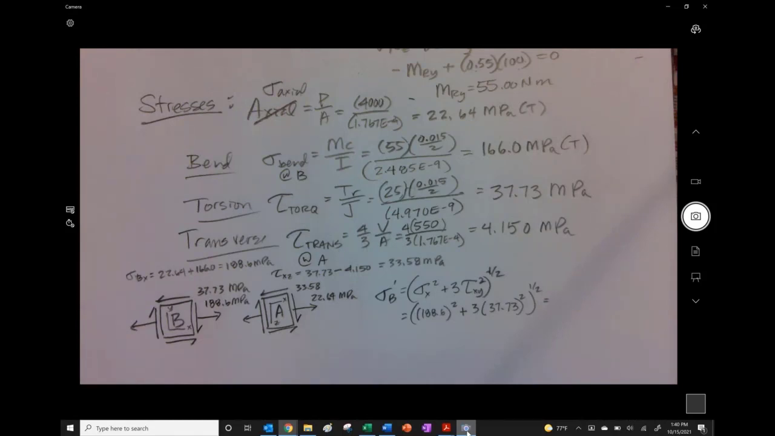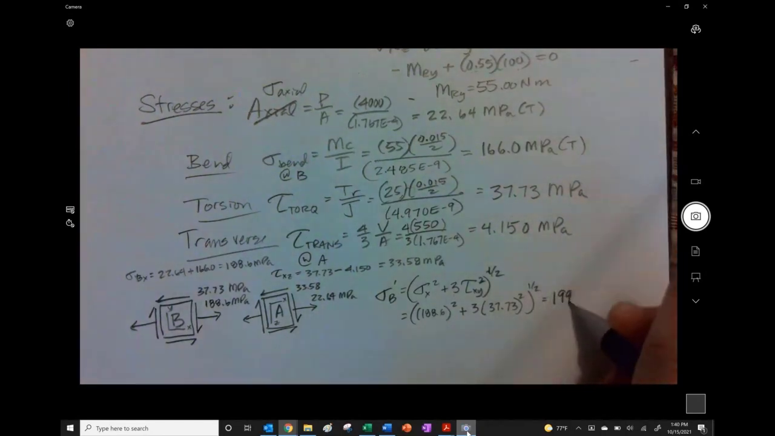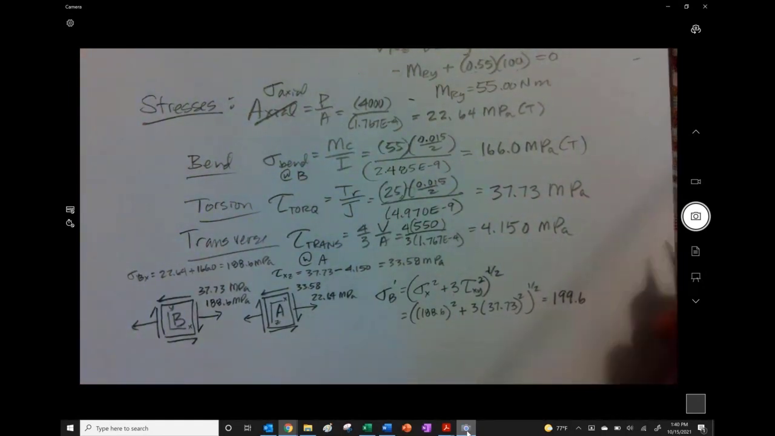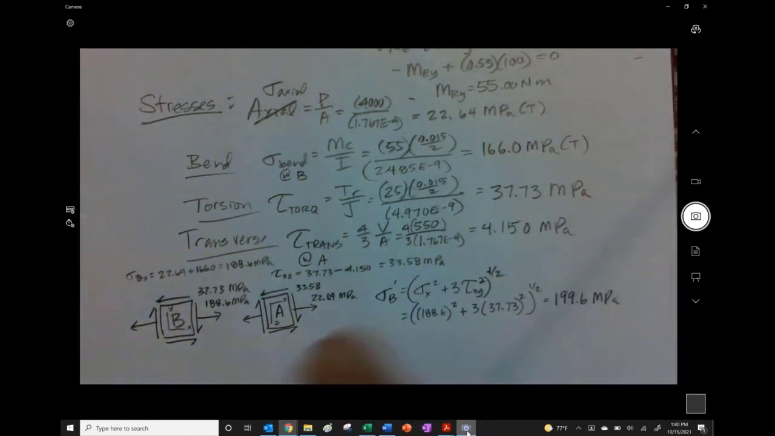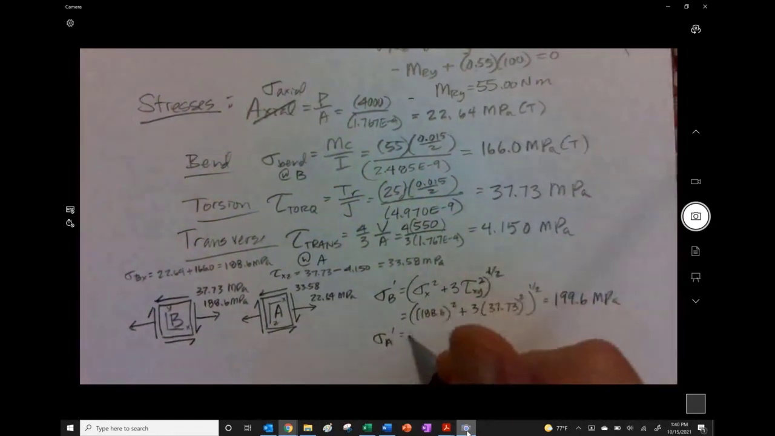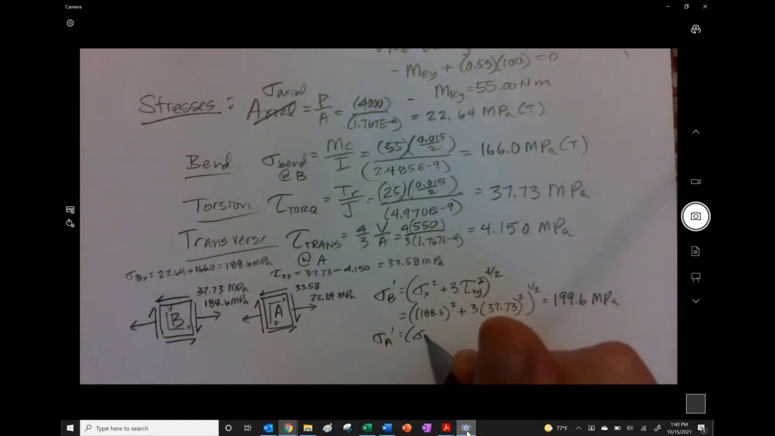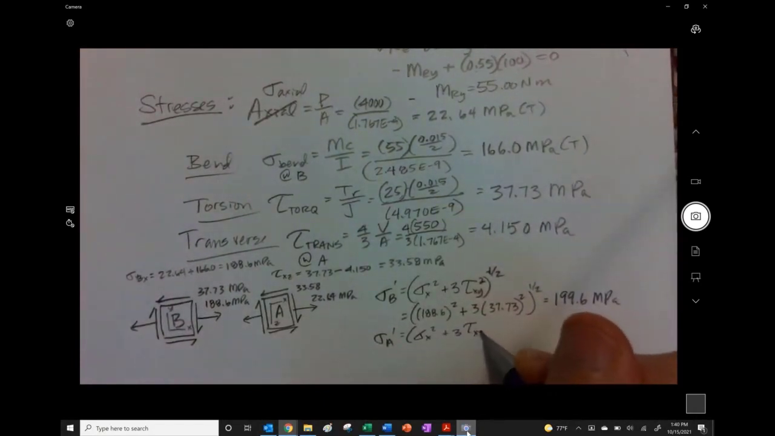37.73 squared, 3 times, plus, square root. I tell you, the Hewlett-Packard Reverse Polish Notation calculators are so much faster. You become lightning quick. Sigma A, von Mises, I guess I'll write it out. This is going to be also x squared, but now it's going to be 3 tau xz squared, to the 1/2.